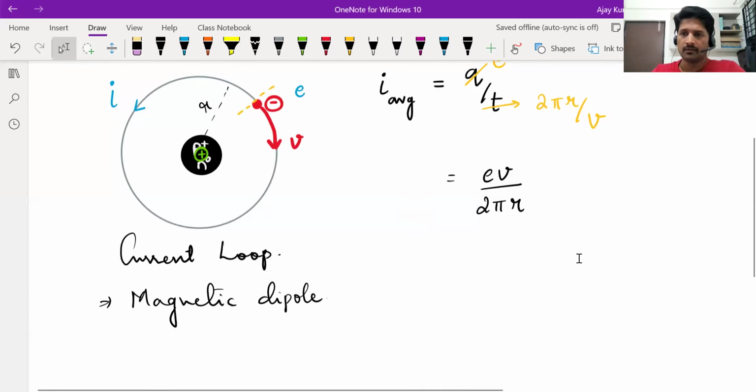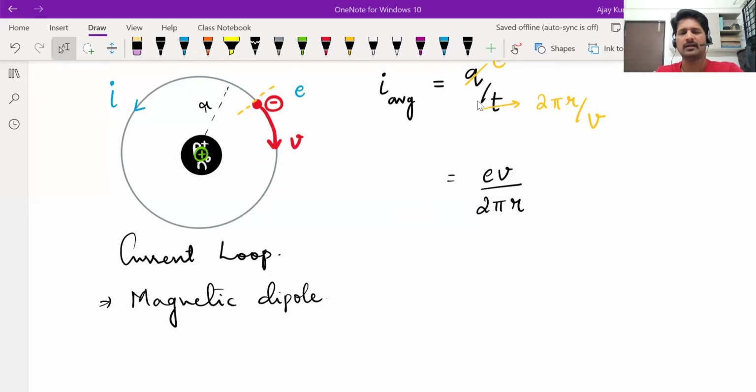Which side of this loop is the north pole and which side is the south pole? Are you all getting me? You know how the current is flowing. Tell me which side is north, which side is south. Towards us, it's north, and into the screen, it is south.